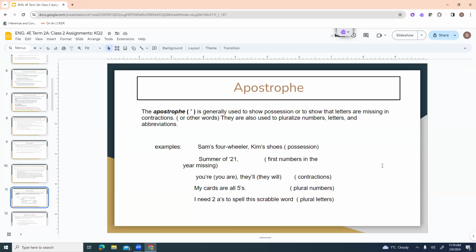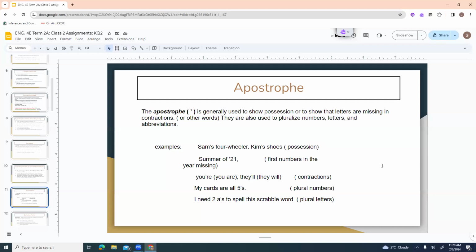They are also used to pluralize or show that a number or a letter is plural, and they can be used in abbreviation. So Sam's four-wheeler or Kim's shoes, you can see apostrophe S shows that it belongs to that person. Summer of '21. The first numbers in that year are missing. Summer of 1921. We aren't at that spot where we use '21 yet.